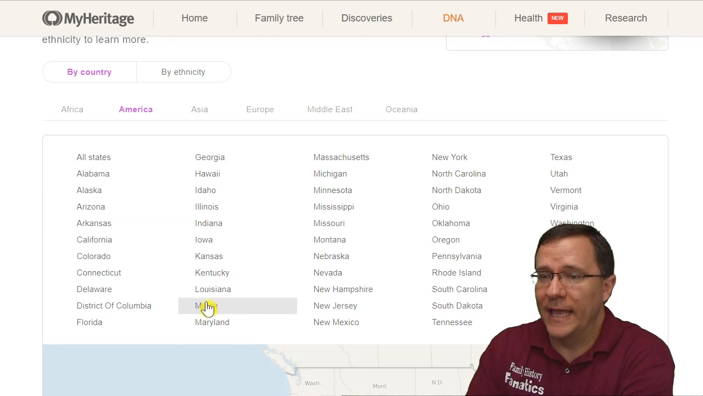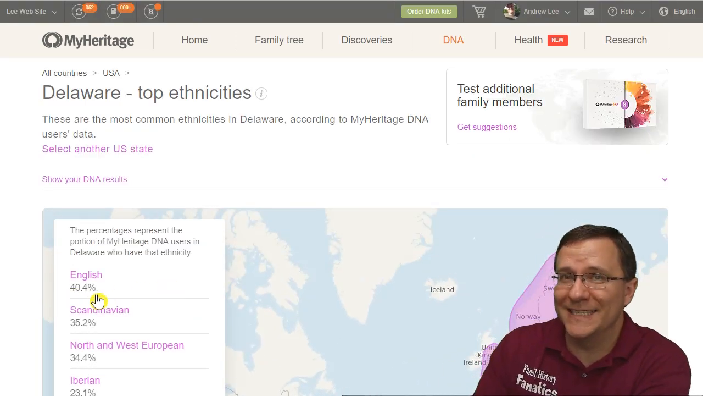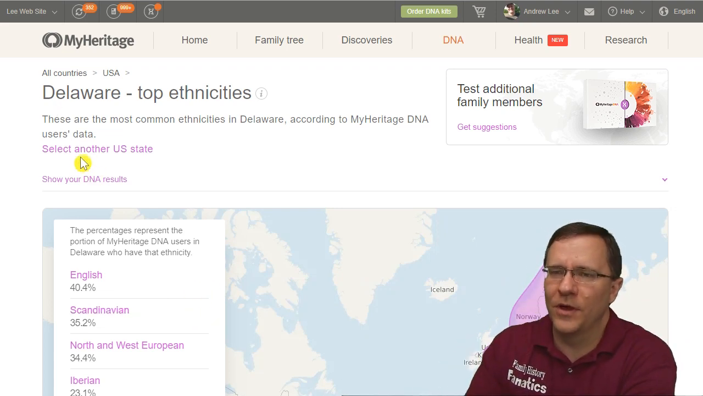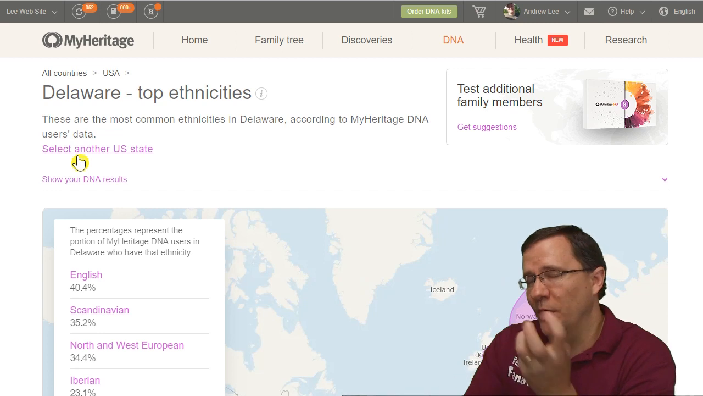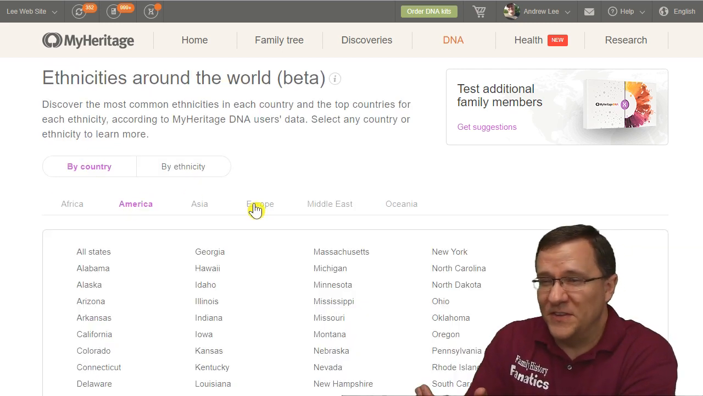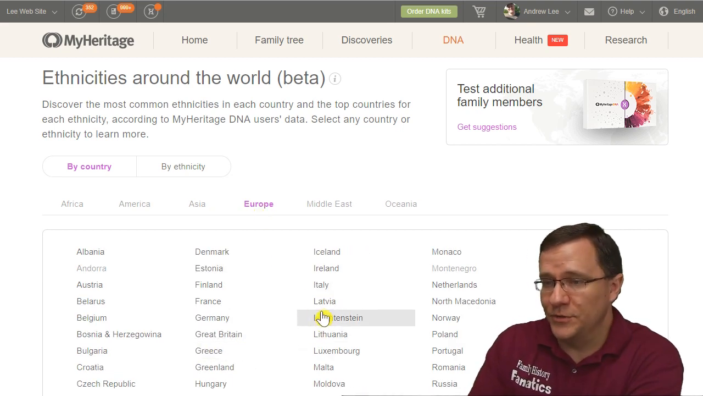If we want to go back and take another look, let's look at Delaware. We can see that the majority is English ancestry. So if you are trying to see where you're from and where some of your ancestors are from, and what the typical ancestry is, to see whether you are the same or different from them, then this is a great tool to be able to use.